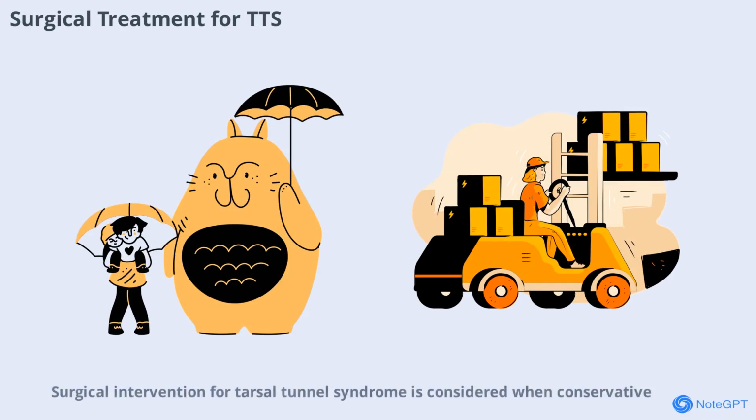Surgical intervention for tarsal tunnel syndrome is considered when conservative treatments fail and a clear anatomical cause of compression is identified. The procedure typically involves releasing the flexor retinaculum and decompressing the nerve's distal branches. Surgical outcomes are generally favorable when performed in well-selected cases. Careful assessment and patient selection are essential for achieving the best results.